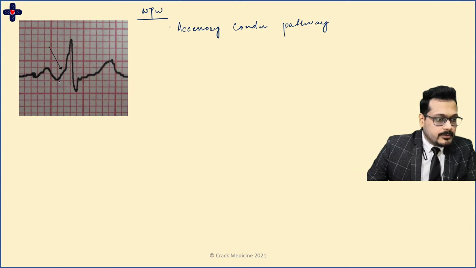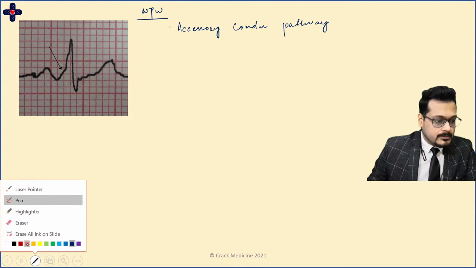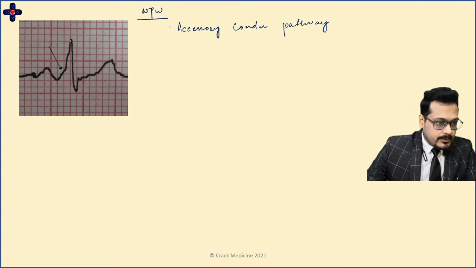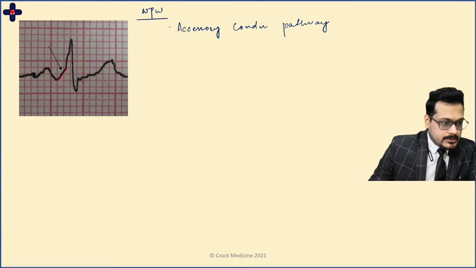If you see over here, I'll just change the color so that it's visible. This is the way it would look if it was normal. This is how your normal P, Q and R wave would look. But in cases of WPW syndrome, where you have an accessory pathway, this part is quick to depolarize. So this is your delta. The term delta comes from the fact that it looks like a delta.